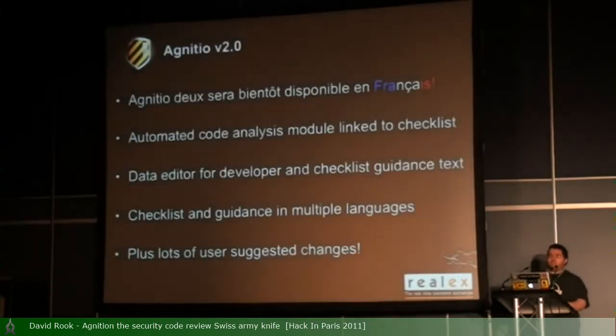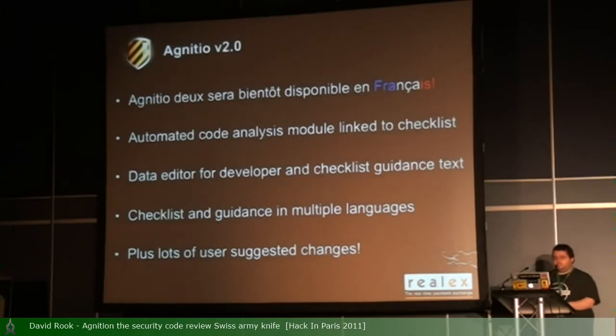Okay, so moving just quickly on to Agnitio 2. I wanted to release Agnitio 2 today. The problem is, I suffered probably the same as every other project, scope creep. The tool that will be released for version 2 is different than what I planned for version 2. But it's only another few weeks away. And as you can see from the top line, version 2 will be available in French. It'll also be available in Spanish, Portuguese, and I think Italian as well.